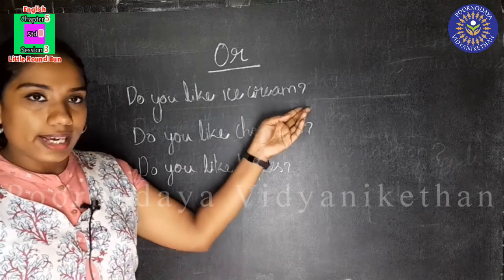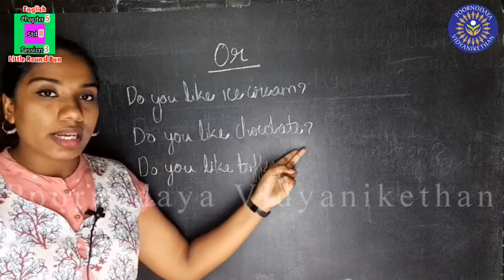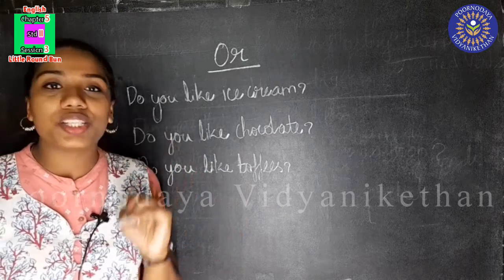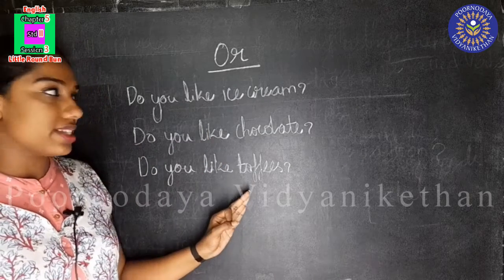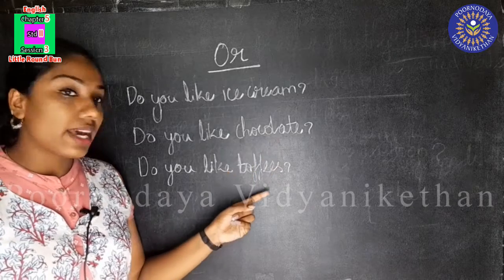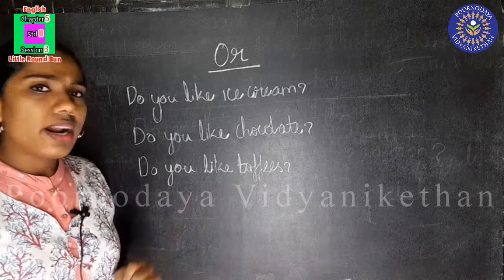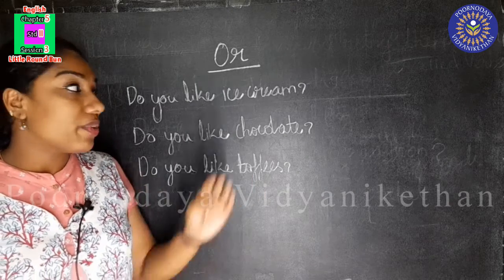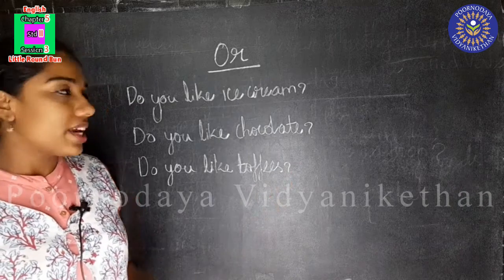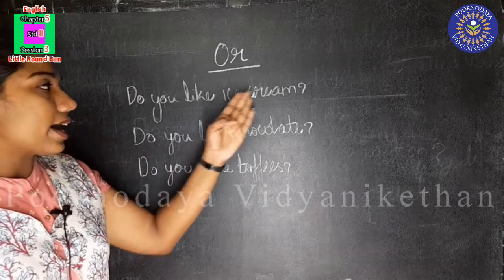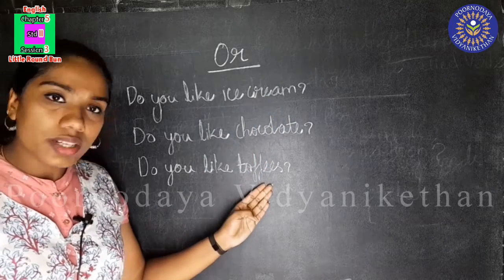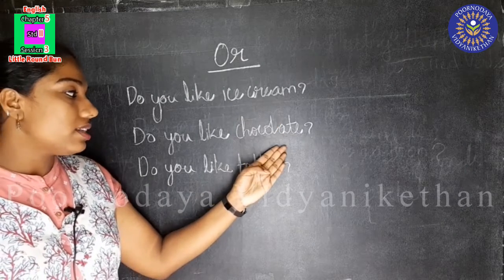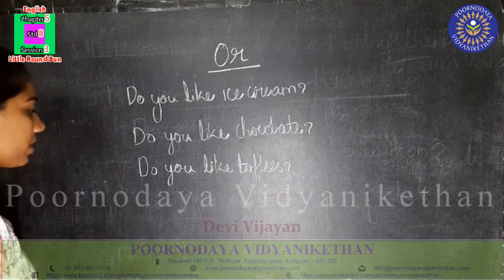Now see this, children. Do you like ice cream? Do you like chocolate? Do you like toffees? Here we have three choices: ice cream, chocolate and toffees. So here, how can we join these three sentences using or? We can write it like this. Do you like ice cream, chocolate or toffees? So we'll write it like this.